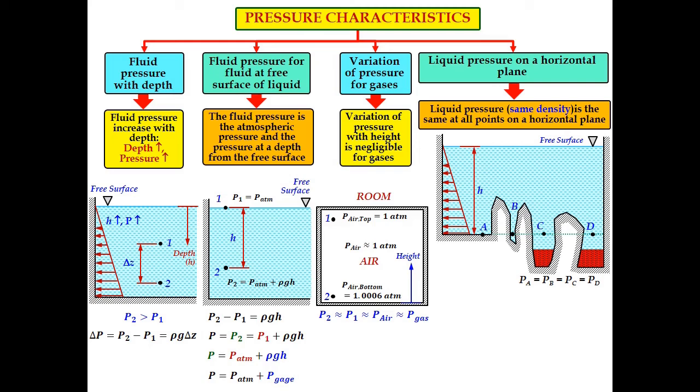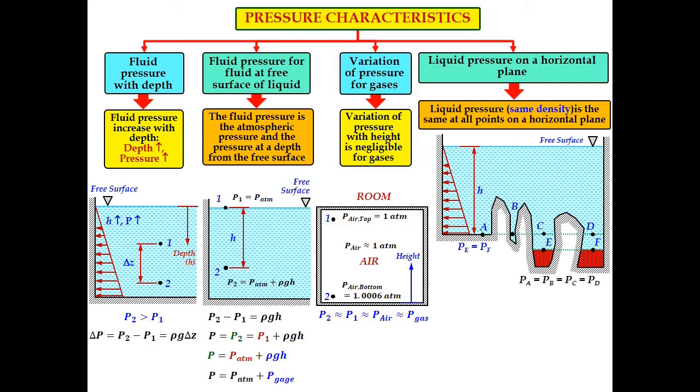Okay, so PA equal to PB equal to PC equal to PD. Same goes if we create a new horizontal line at the second type of fluid with different density, that refers to point E and also point F. So PE equal to PF because the points are at the same horizontal plane for the same density of fluid.